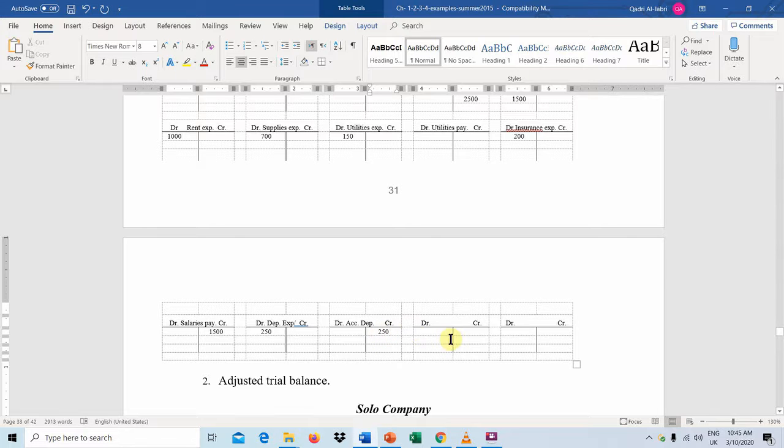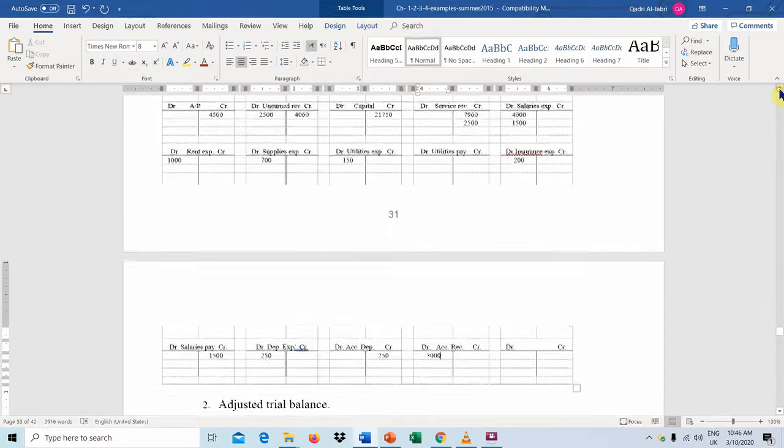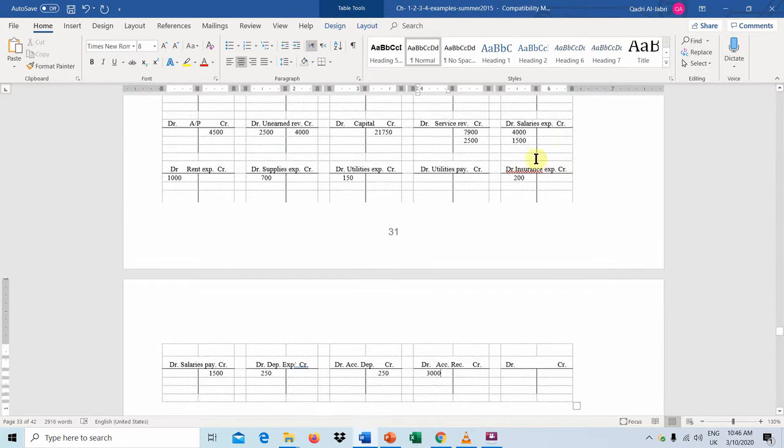Finally, I will have accounts receivable, debit 3,000, so account receivable debit by 3,000, and we have service revenue. Already I have a service revenue, and I will credit it by 3,000.